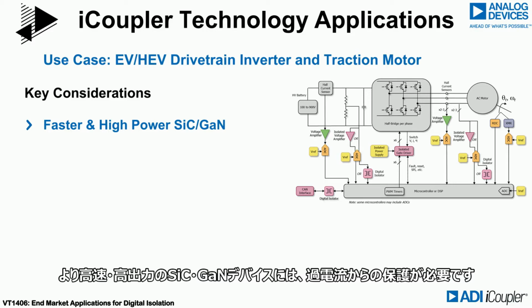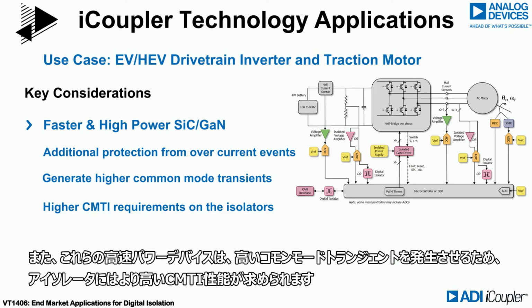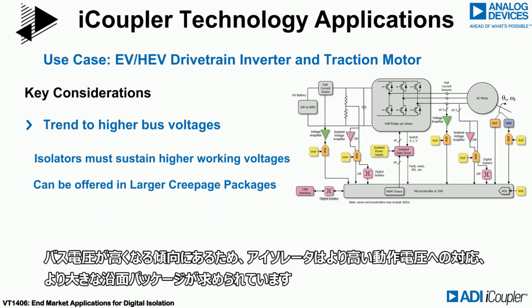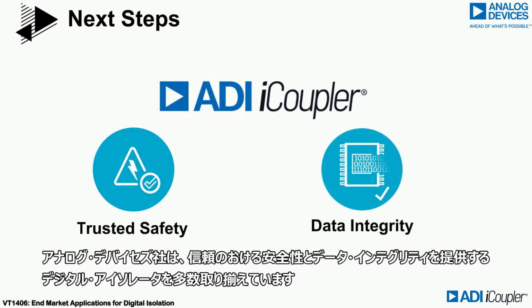Faster and higher power SiC and GaN devices require more protection from overcurrent events. These faster power devices also generate high common mode transients, placing a higher CMTI requirement on the isolators. The trend towards higher bus voltages means the isolators must sustain higher working voltages too, and can be offered in larger creepage packaging. Analog Devices has many digital isolators that provide trusted safety and data integrity.